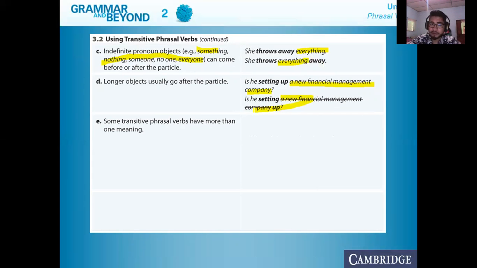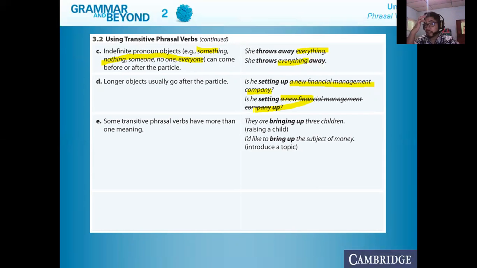Some transitive phrasal verbs have more than one meaning. We discussed this with the intransitive. The same happens with the transitives. They're bringing up 3 children. That means raising a child. That means making sure that they become an adult and they have everything they need. I like to bring up the subject of money, to introduce the topic or to start talking about something.